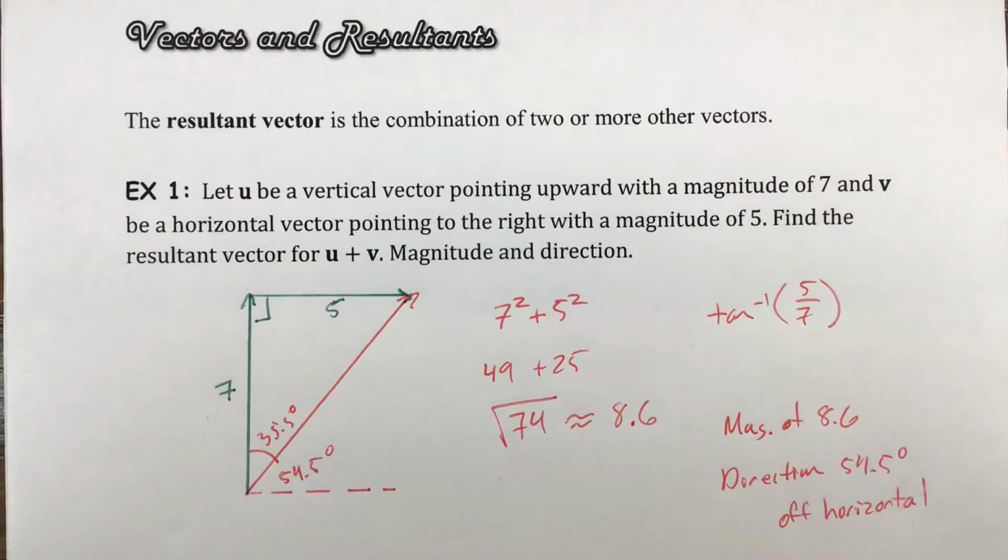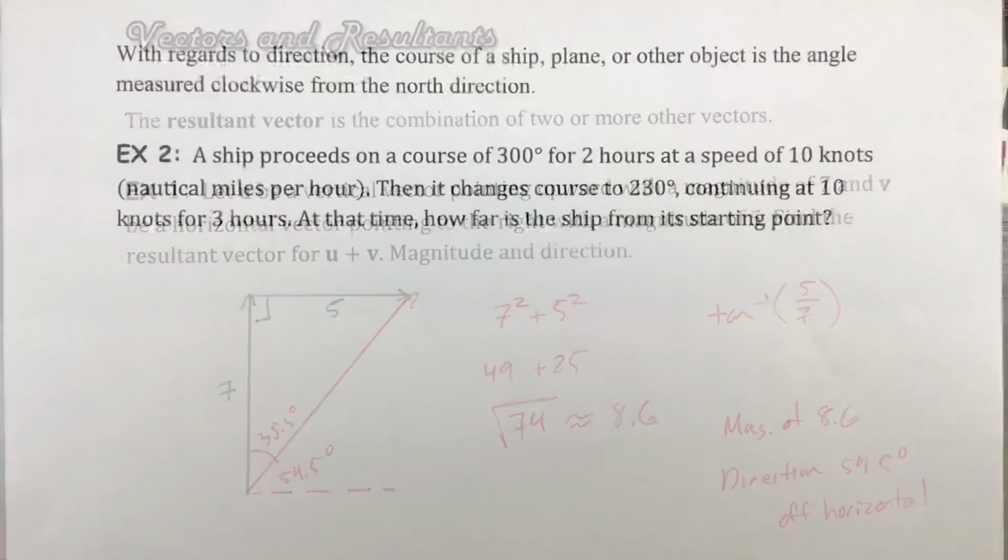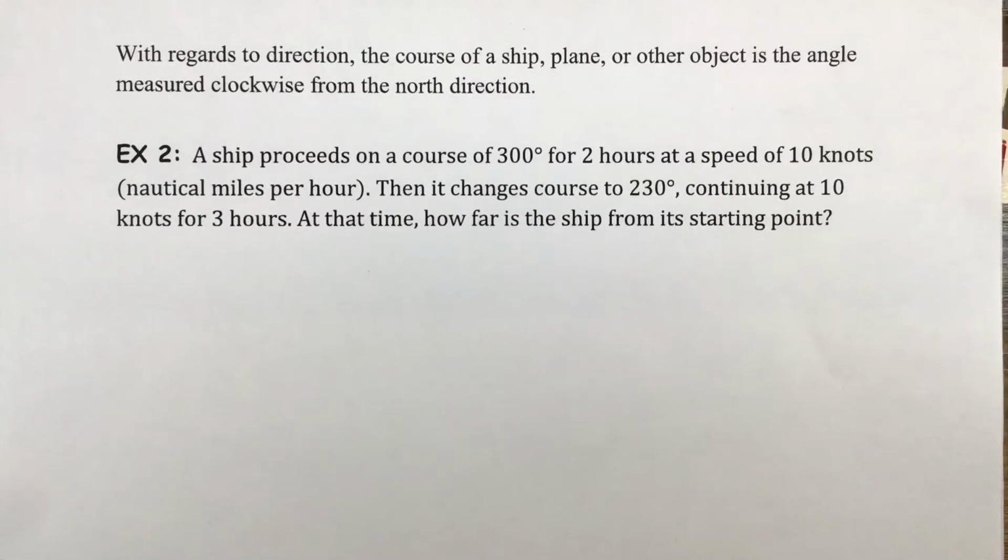Okay, so with the direction, there is a little bit more that needs to be included just to make sure that we know the way that we're measuring things here. Once we look at the navigation problems, it's going to be easier to make the determination that you should be given the angle measurements based off of north, south, east, and west. As mentioned above, if we're looking at a navigation problem, we're going to be measuring our angle or direction based off of a north line. With regards to direction, the course of a ship, plane, or other object, so that could even be something as simple as a person who is walking, the angle is measured clockwise from the north direction.